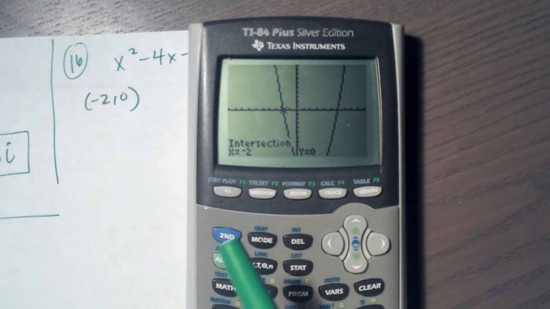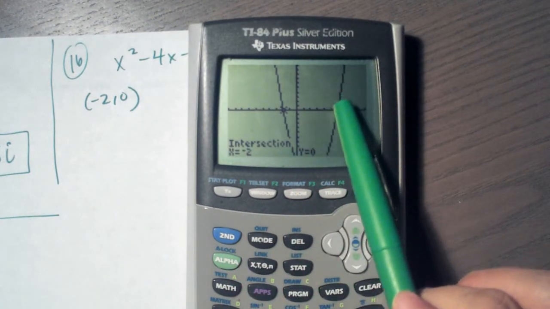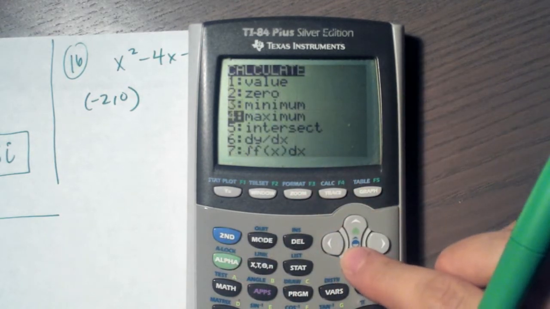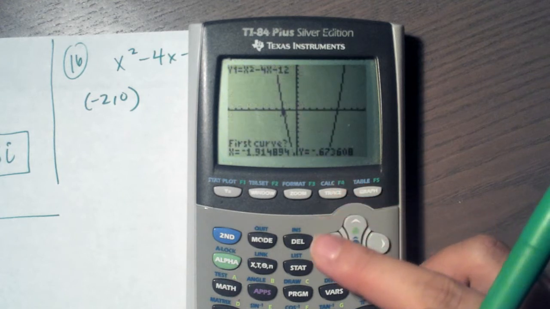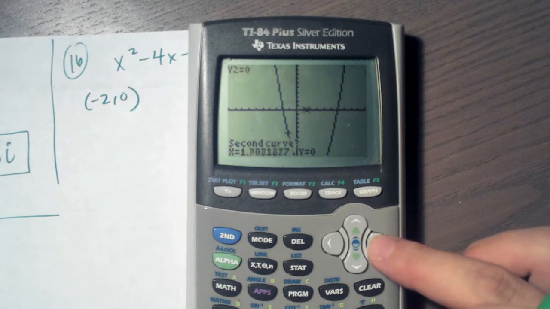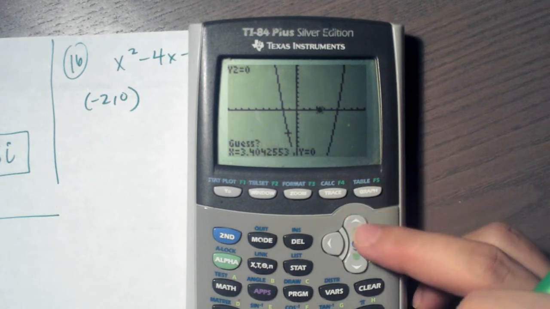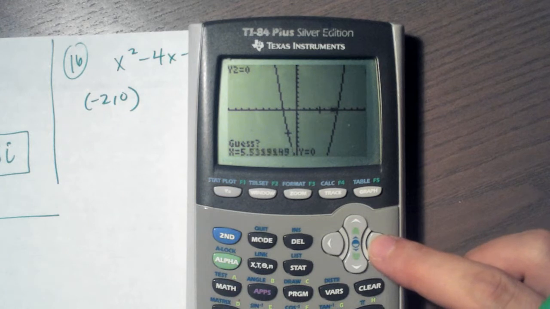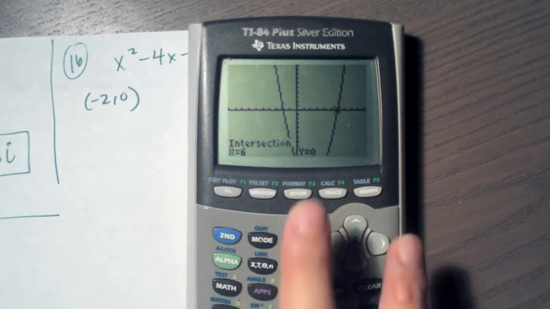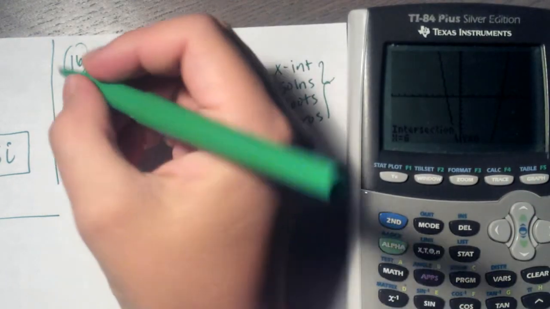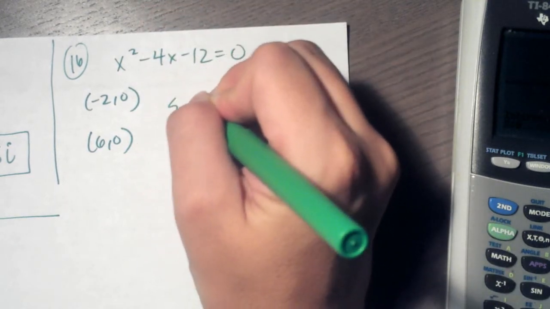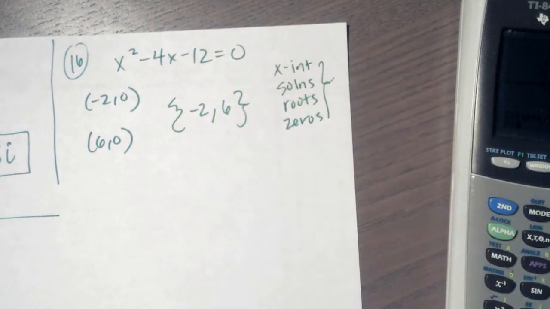Now I'm going to repeat the same steps for the second guy, this root here, because we have two real solutions. So second trace, intersect. And then first curve is on my parabola. Second curve is on my line, which is good. Just move it a little bit closer. Hit enter, and now I'm going to guess. So I'm going to move all the way to my second root. Hit enter, and there it is, 6, 0. That is my second answer, my second root. So my solutions are -2 and 6.